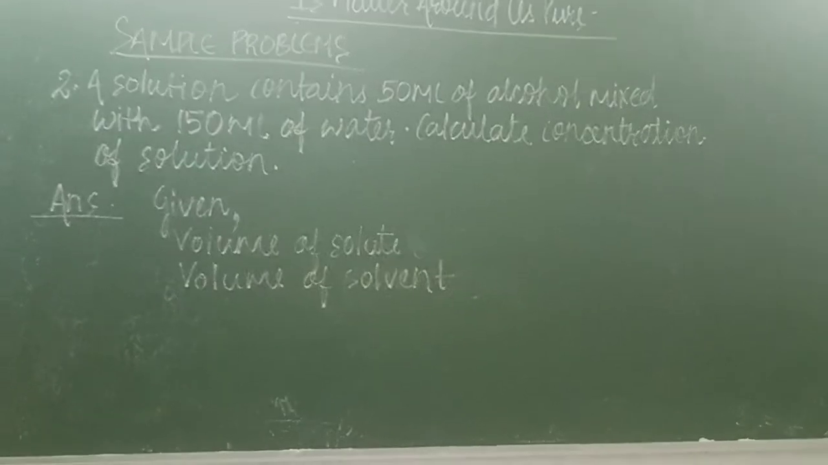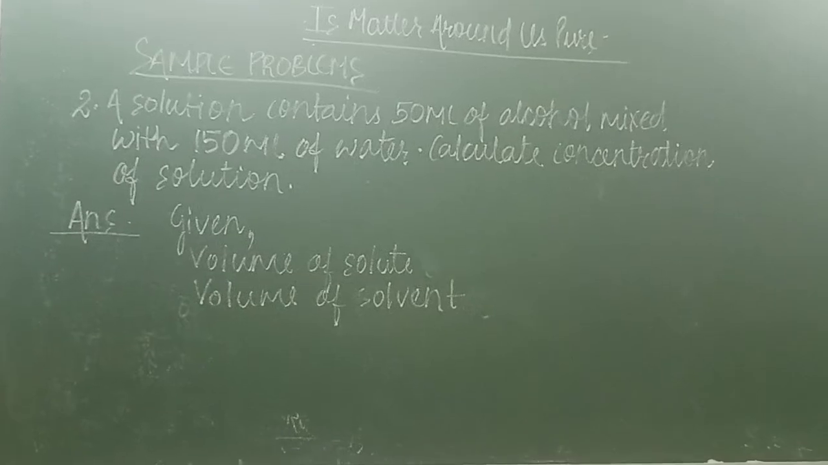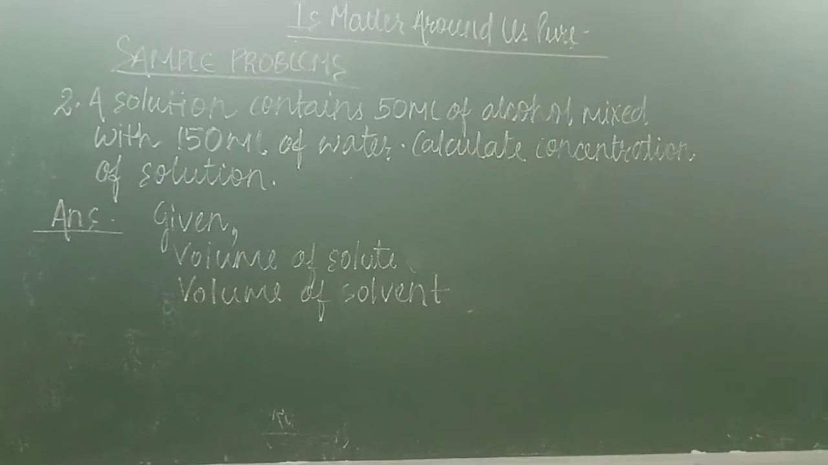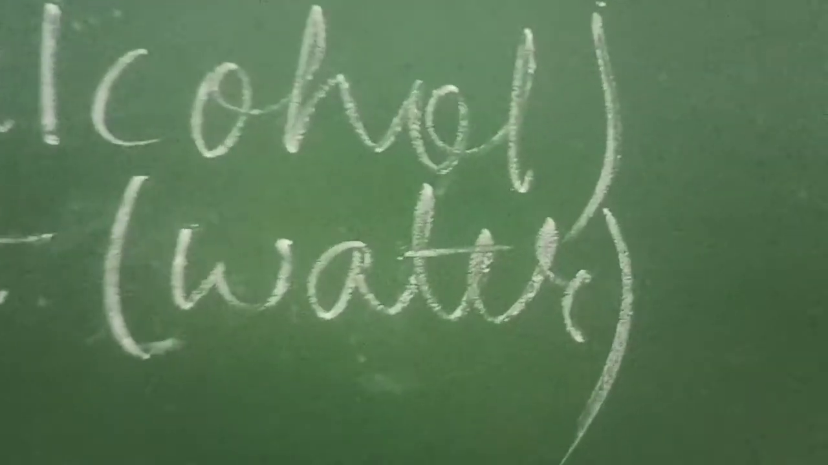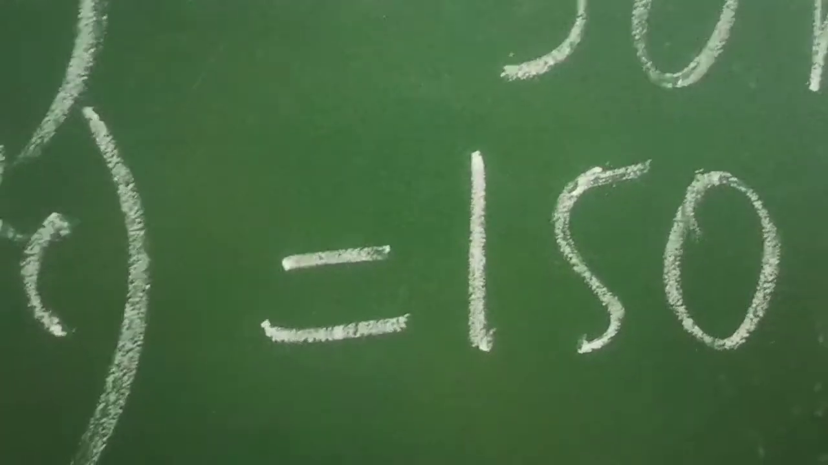is alcohol. Now we know that the concentration of solution when the solute is liquid is volume of solute divided by volume of solution into 100. So in this question, given is the volume of solute, which is alcohol, and the solvent is water. So the volume of alcohol is 50 ml and the volume of water is 150 ml.